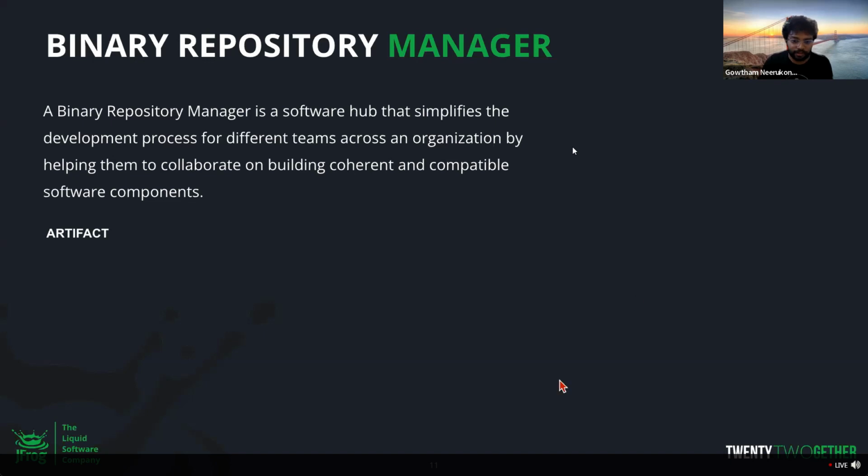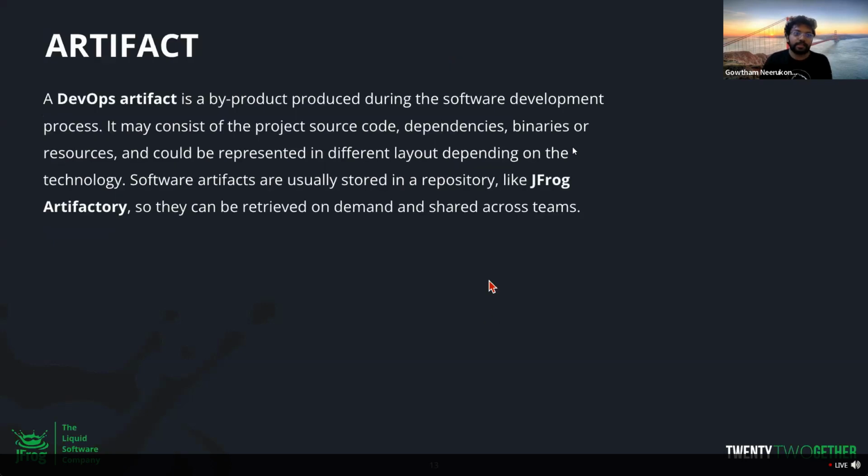Something to keep in mind: you might be wondering what a software artifact is. It's an umbrella term for all of the byproducts associated with your software development process. It can be an executable, source code, a dependency, a binary, or any other resource associated with your given software application, and it can be called an artifact.